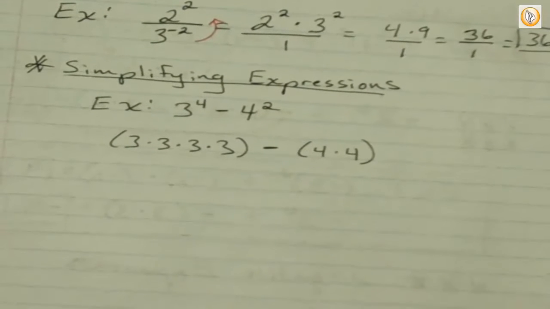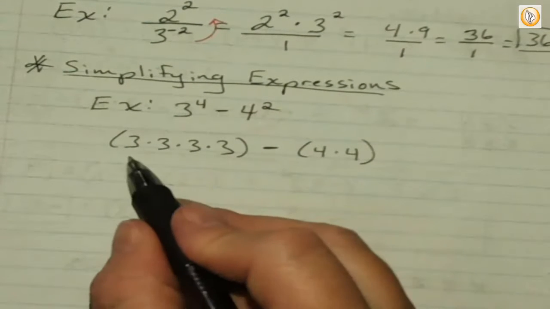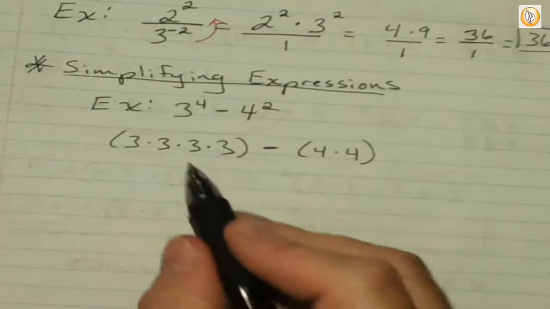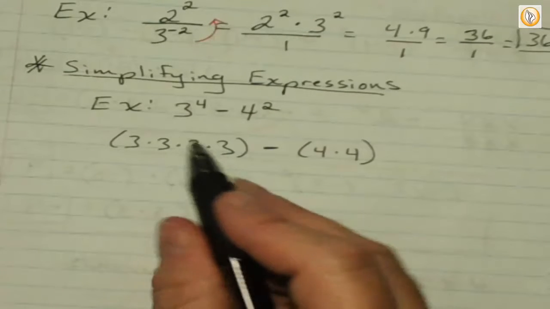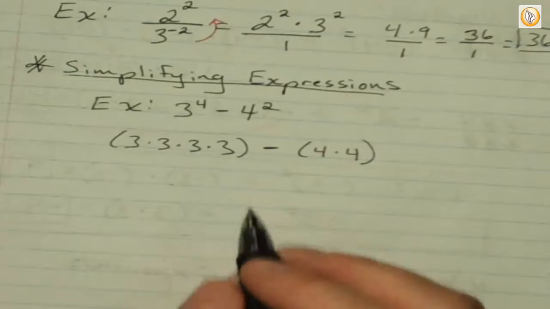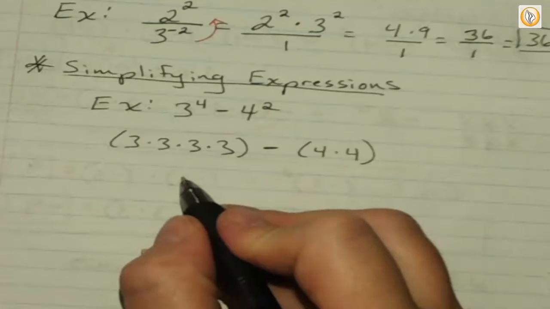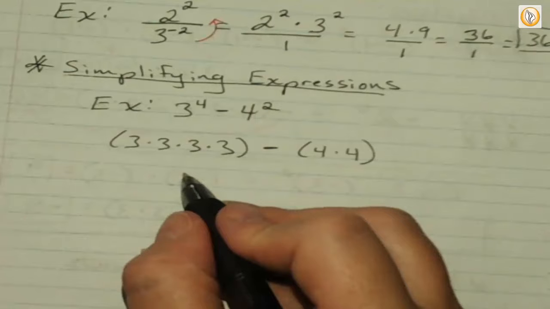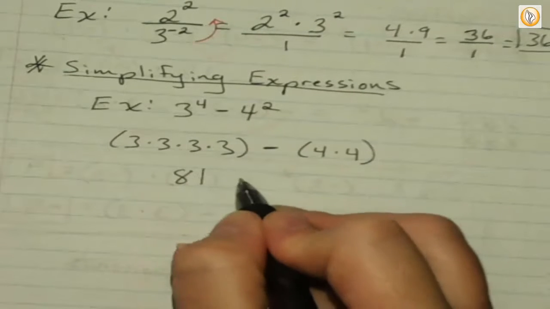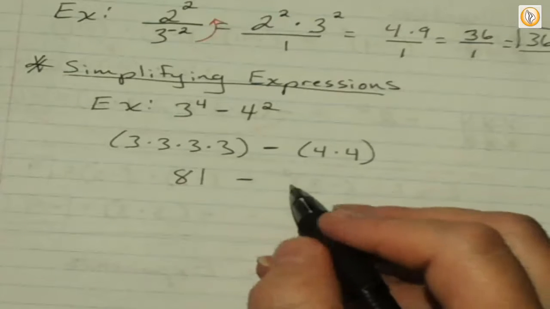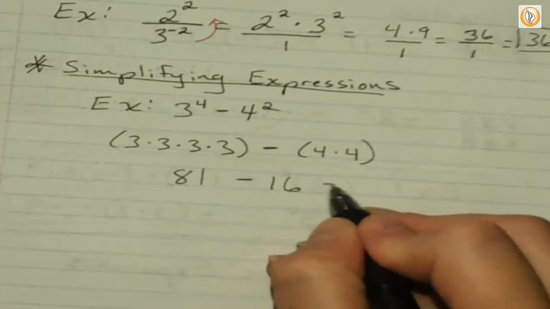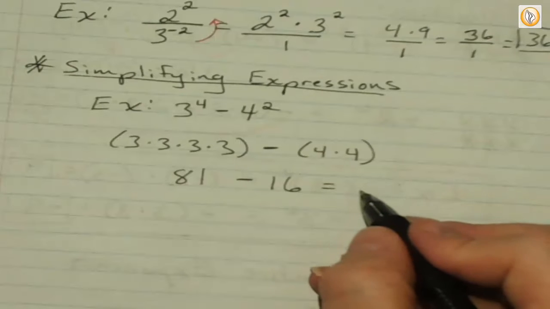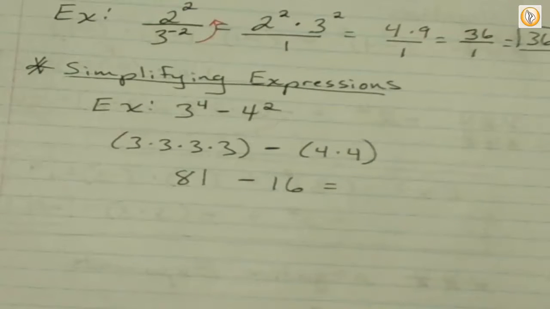Who can tell me what 3 to the power of 4 is? Natalia? It's 81. And Tanner, what's 4 times 4? 16. And 81 minus 16 is what, Madeline? I'll let you work it out on your paper.